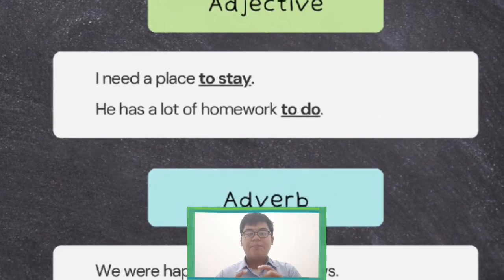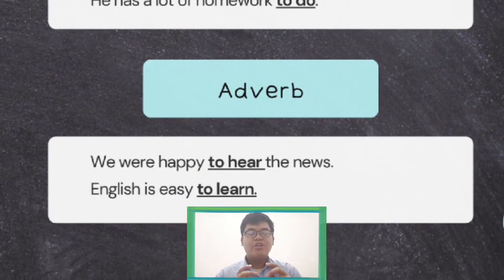Next, we have to infinitive as an adverb. So to infinitive as an adverb is to infinitive that modifies... what? Anyone knows? Kate, Louis, Darnell, Pico, everyone? Okay, because there's no one to know what the adverb modifies.